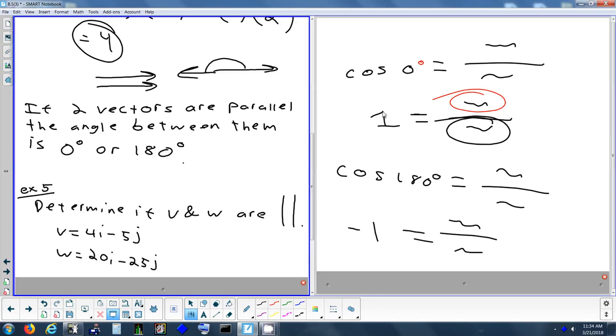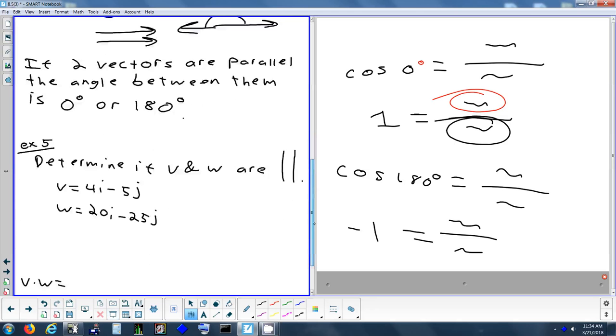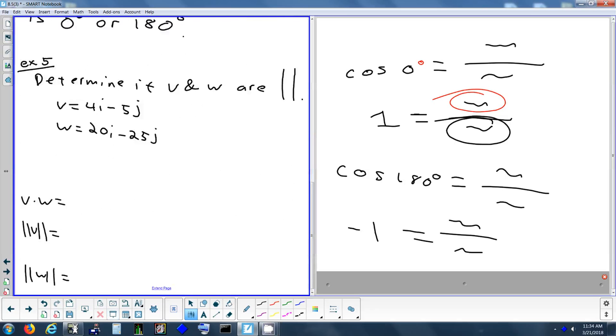Hey, so let's look at these two vectors. I want to determine if they are parallel. Start with our dot product. Wyatt, what's 4 times 20? 80. Plus negative 5 times negative 25 gives me... Yep, think of like 5 quarters, $1.25, so 125. Add them up. There's our dot product, 205.